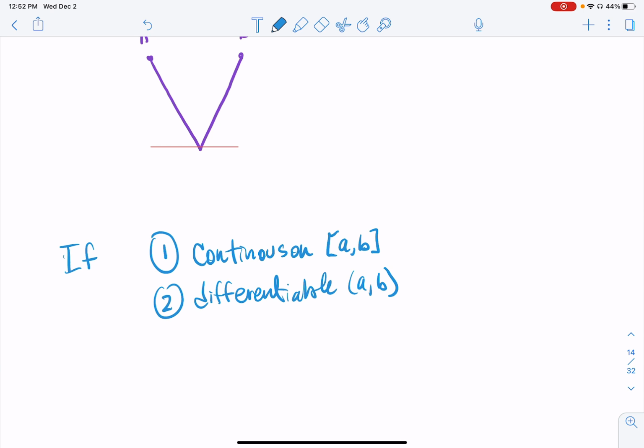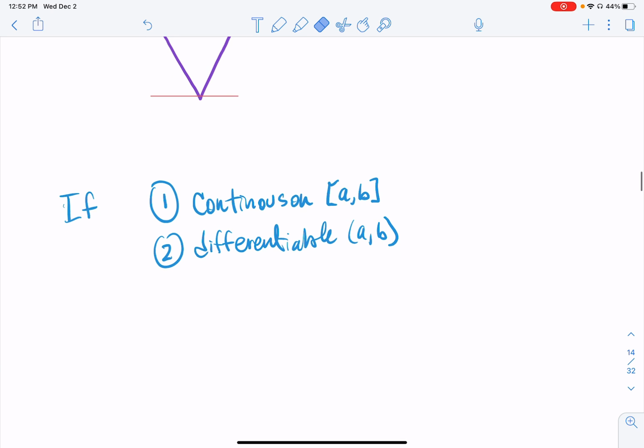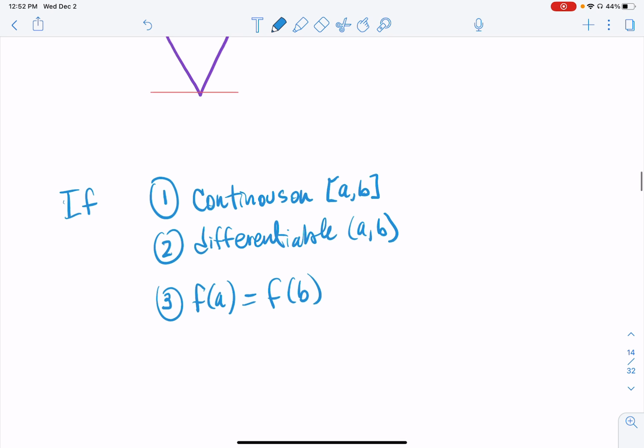And this is going to be very, very common on a lot of these theorems, that the continuity occurs on a closed interval and the differentiability occurs on open intervals. And then finally, there's one more condition, and that's f of A, the y value, has to be equal to f of B, the other y value, at the endpoints, right? Those three things have to be true.